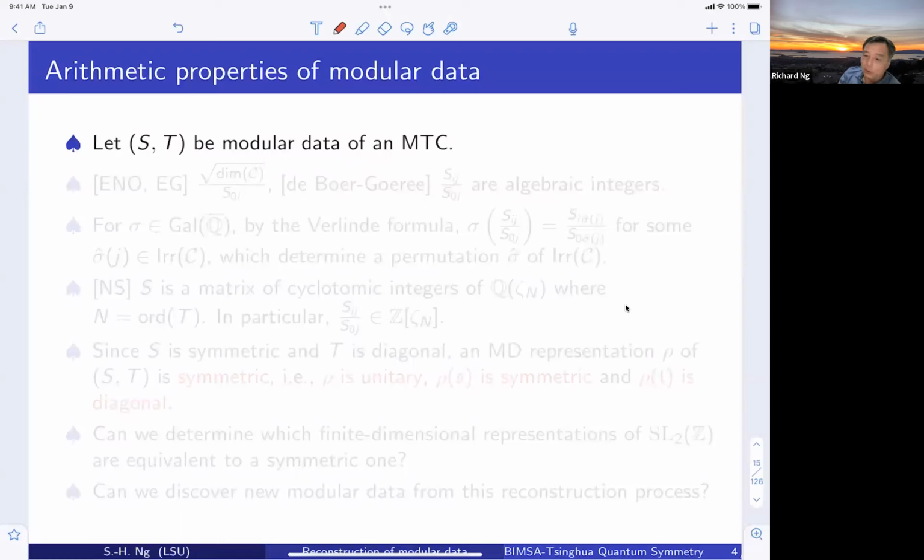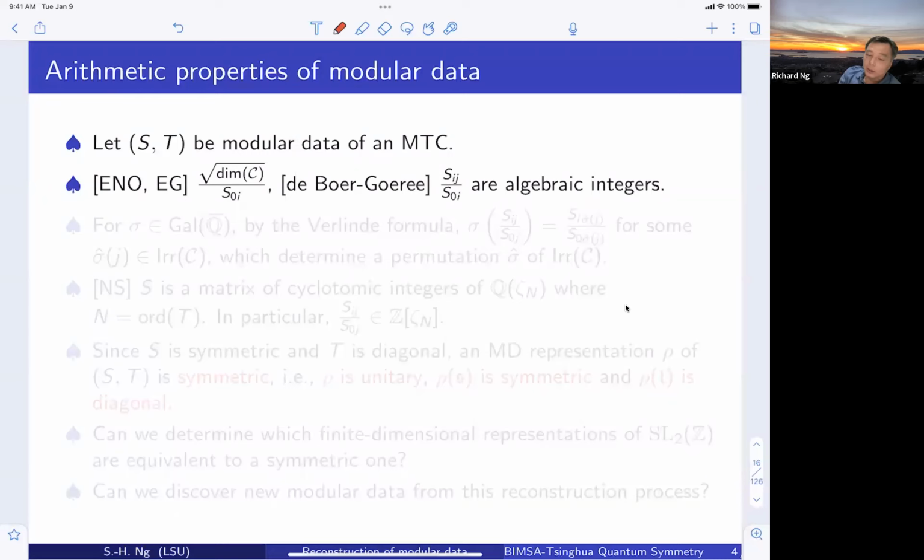So let's go through some of them, and then you see that there's some significance when we try to decide whether a given representation is actually realizable. So start with the modular data of an MTC. There are some algebraic integers inherent in these modular data. For example, dim(C) divided by S_{0i}, where 0 always denotes the unit object. So this quotient is always an algebraic integer.